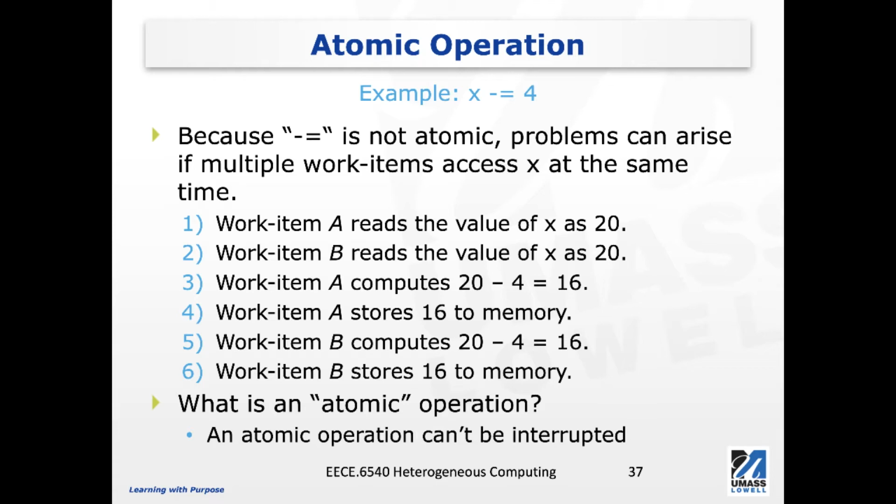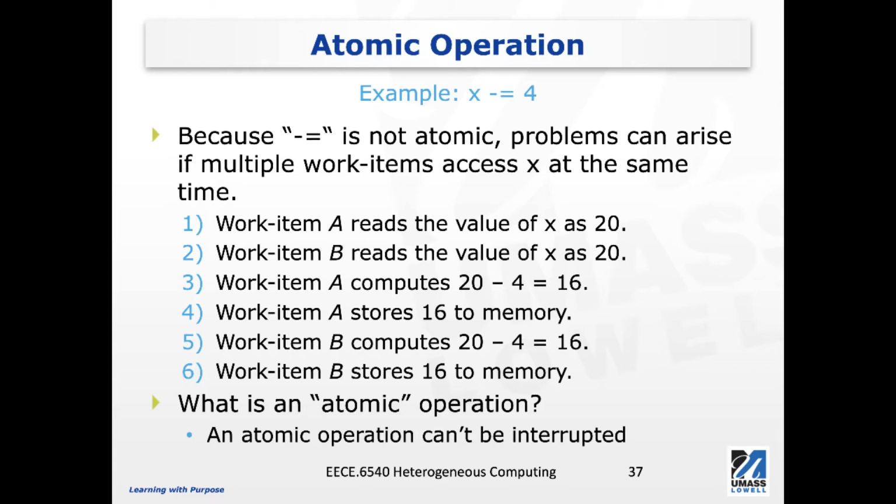We have two work items, A and B. First, A reads the value of x as 20. And at this time, B immediately follows the read operation issued by A, so B reads the value of x as 20. And then work item A performs the decrementation, so 20 minus 4, A will get 16. In step 4, work item A will store the value 16 to memory.